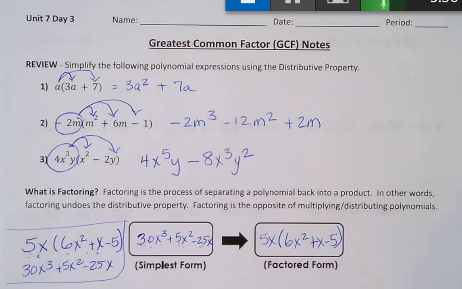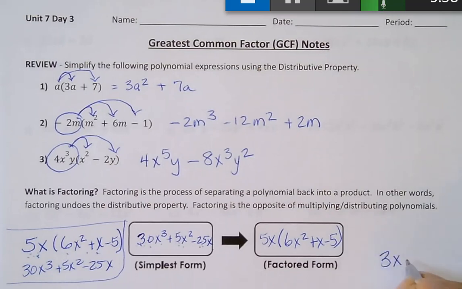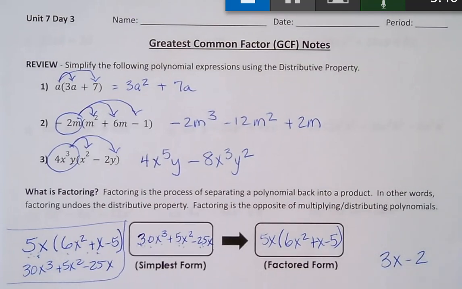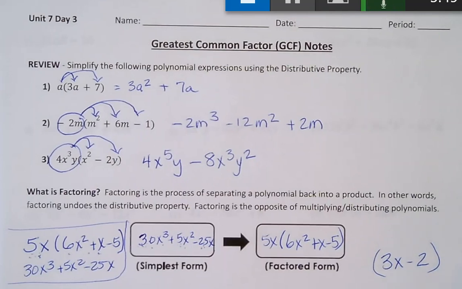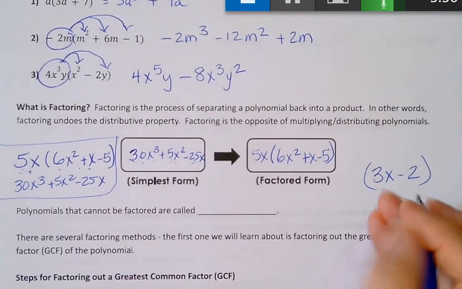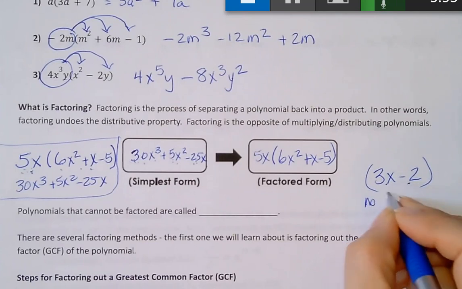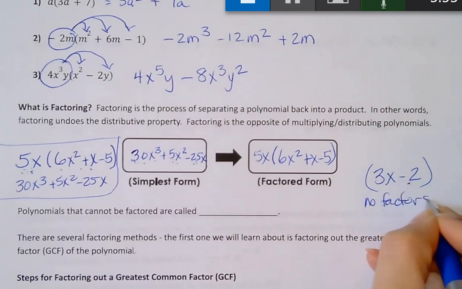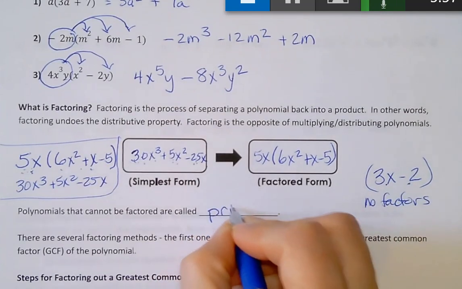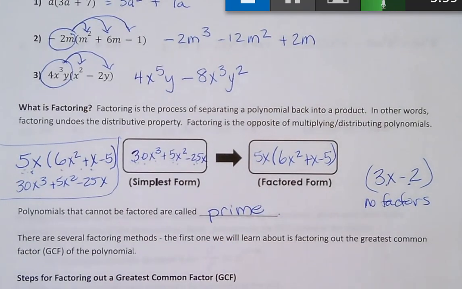All right, sometimes you'll get something like 3x minus 2 as an expression. That's a binomial, right? And if you can't find any factors to pull out, there's no factors except for 1, right? Nothing to pull out of there. If there's no factors that are common, then we call it prime. And if you think about it, that makes sense because a prime number's only factors are 1 and itself. Okay.